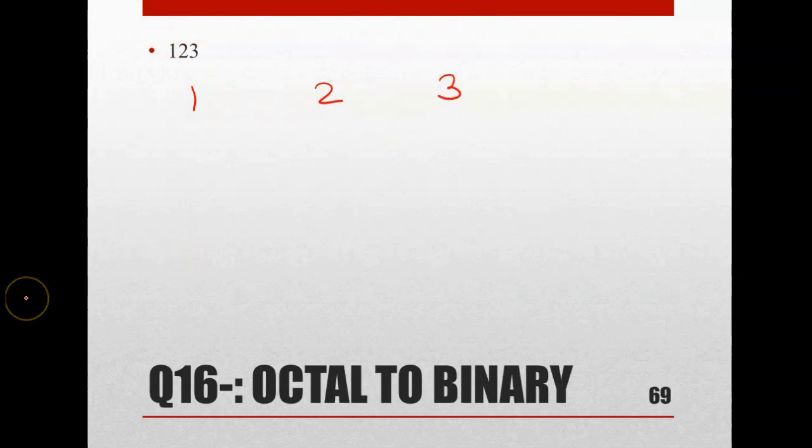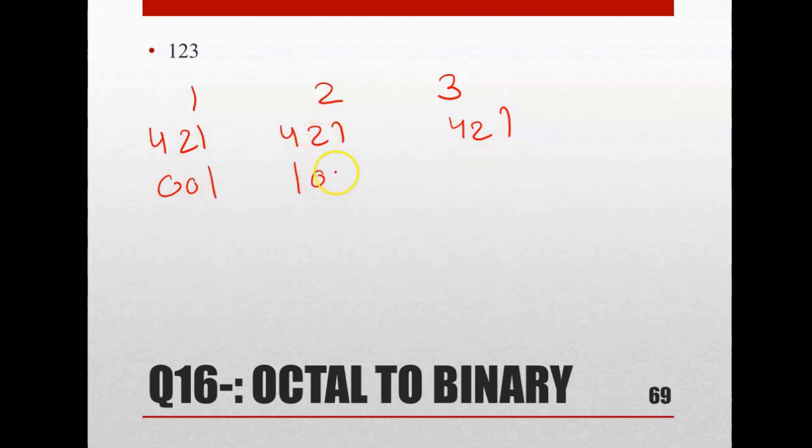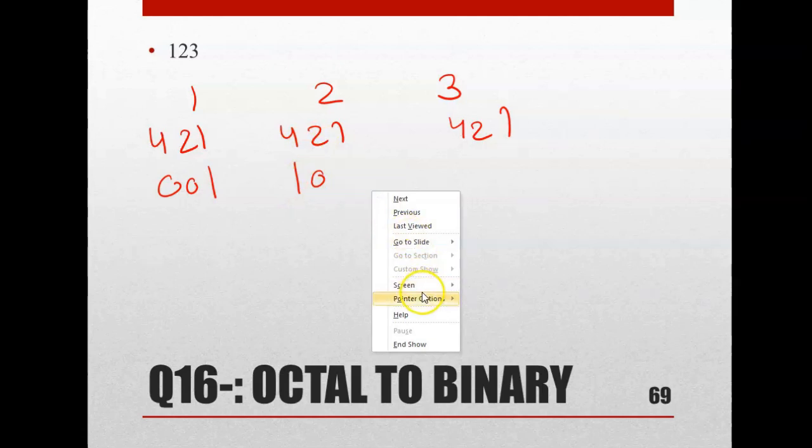For octal to binary, first you have the octal values as 1, 2, 3, and when you convert it into binary, for each digit it is 4, 2, 1, right? So now go for it. 1, so 0, 0, 1, then 2, 1, 0, sorry, let me just rub this. I think I was in a hurry. So let me rub this.